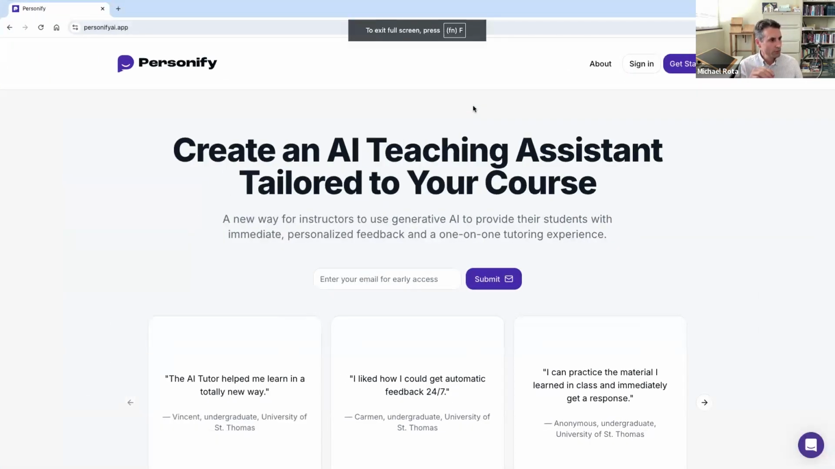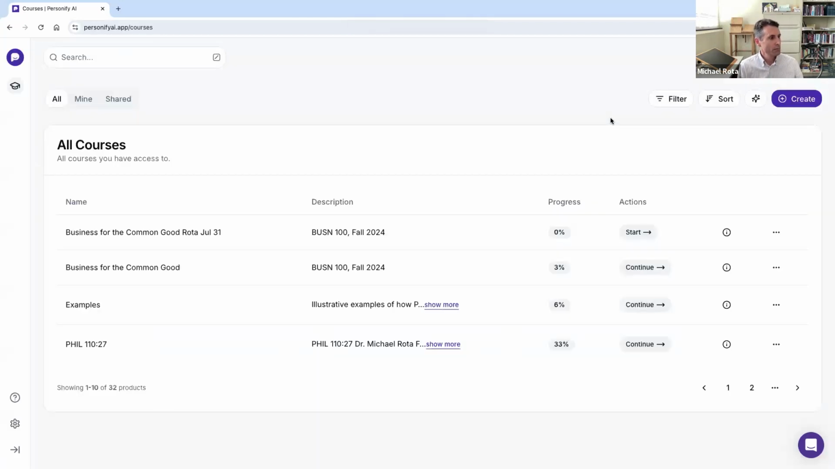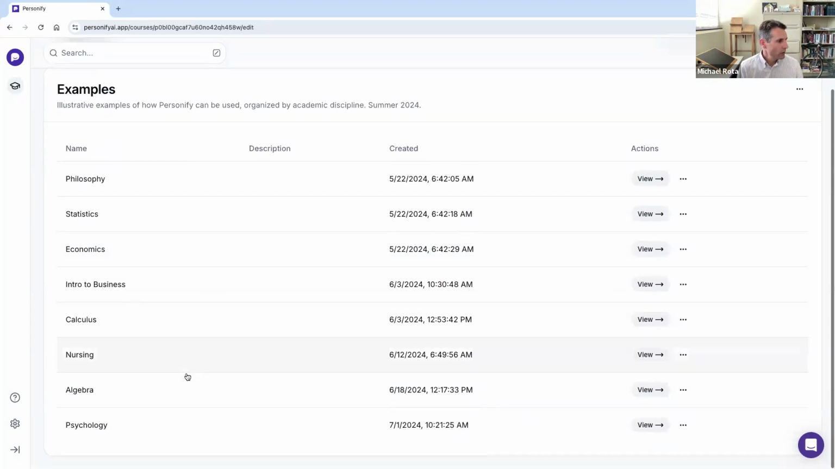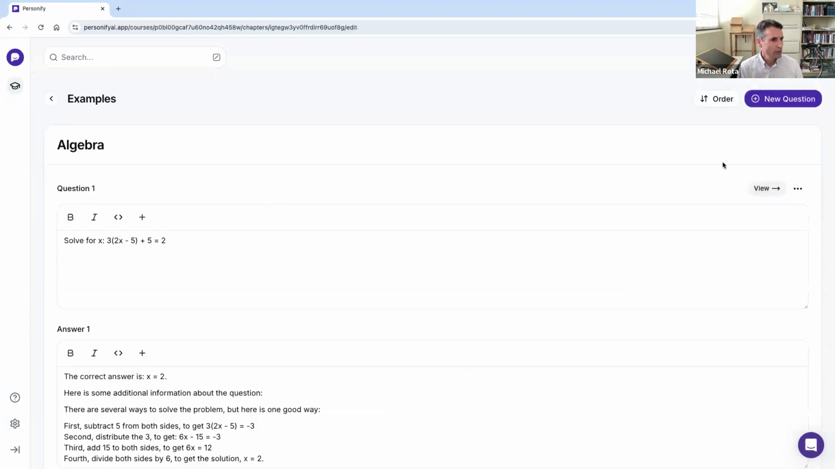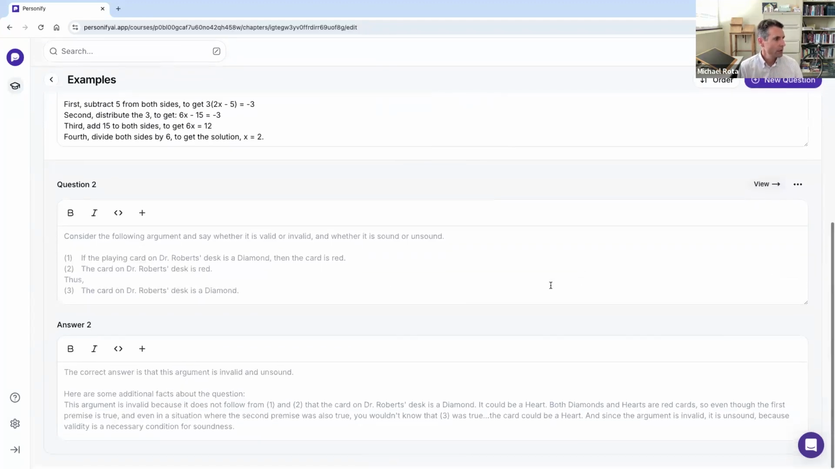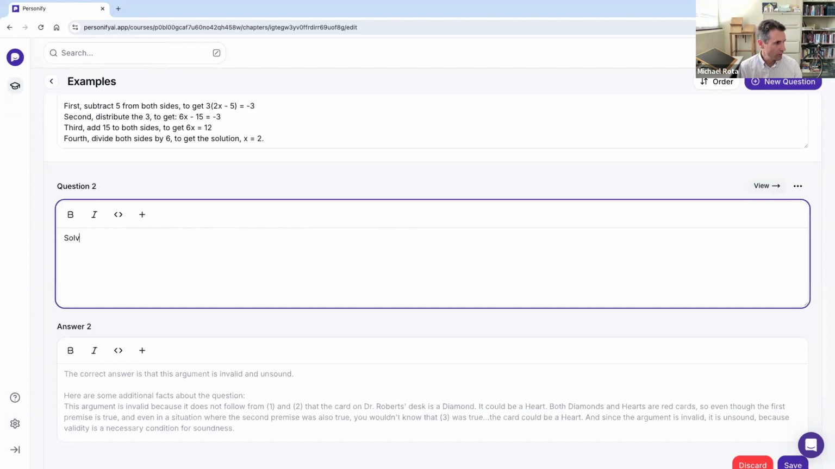This is Personify, which is an edtech startup I'm involved in. And if you are a professor, that's what it looks like. Those rows are courses. Each course is composed of assignments, like homework assignments, or reading engagement questions, or a practice exam. I think the best thing to do is probably just to show you the most basic functionality here. So the assignments are made of question and answer pairs. The idea is the professor puts in a question.